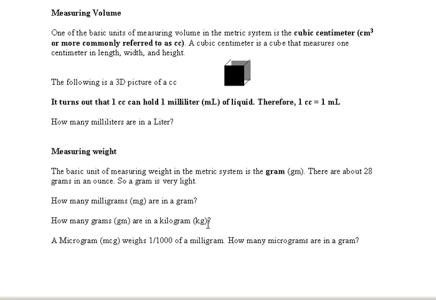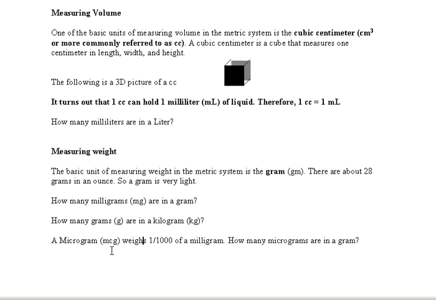Well, a kilogram is 1,000 times bigger than a gram, just like a kilometer is 1,000 times longer than a meter. So there's 1,000 grams, and some people just label those g. That's probably what I should have there. How many grams are in a kilogram? 1,000.